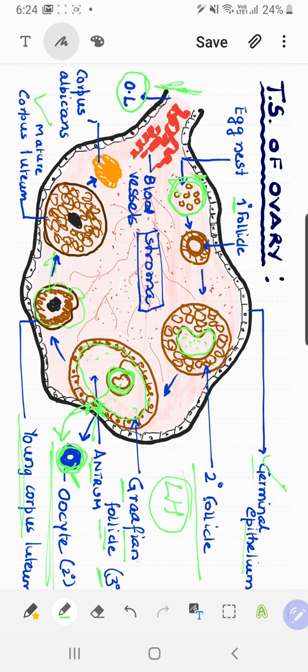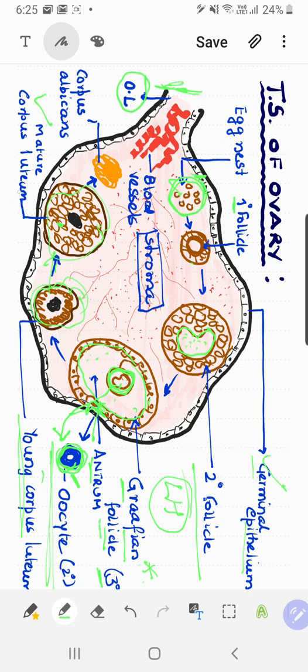Graafian follicle is responsible for the hormone estrogen, right? And once the ovulation is done, the remnant that remains is responsible for progesterone. This is a very big difference. First difference is that the corpus luteum doesn't have an ovum in the center, whereas the Graafian follicle does. Graafian follicle contains an antrum, whereas corpus luteum does not contain an antrum. Another thing is that Graafian follicle secretes estrogen and corpus luteum secretes progesterone.